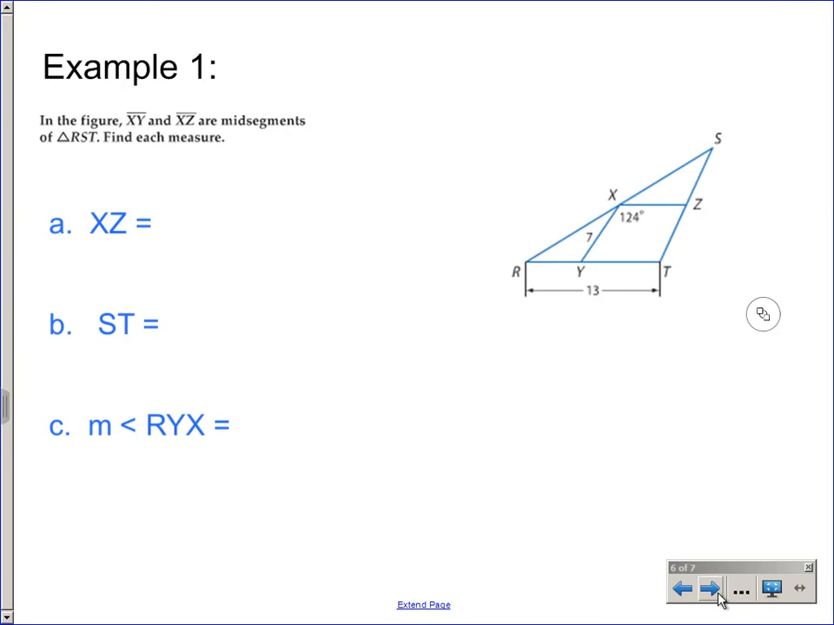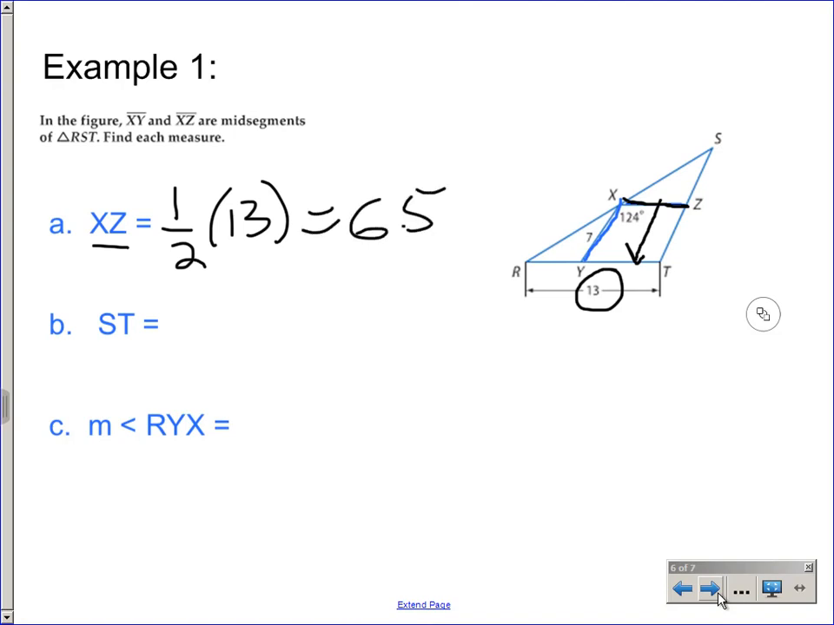So your paper will not have the ABC written on the left, but this is what we're looking for in this problem. So in the figure, we have XY and XZ as midsegments. So we know they're parallel to the sides across from them, and they're also half of the length, or half the measure. Using this information, we're going to be able to solve for the 3 things that they're asking for. So for the first one, they want XZ, X to Z. Well, I'll look across and see that that length, R to T, is 13. So half of 13 equals 6.5. Therefore, X to Z is 6.5.